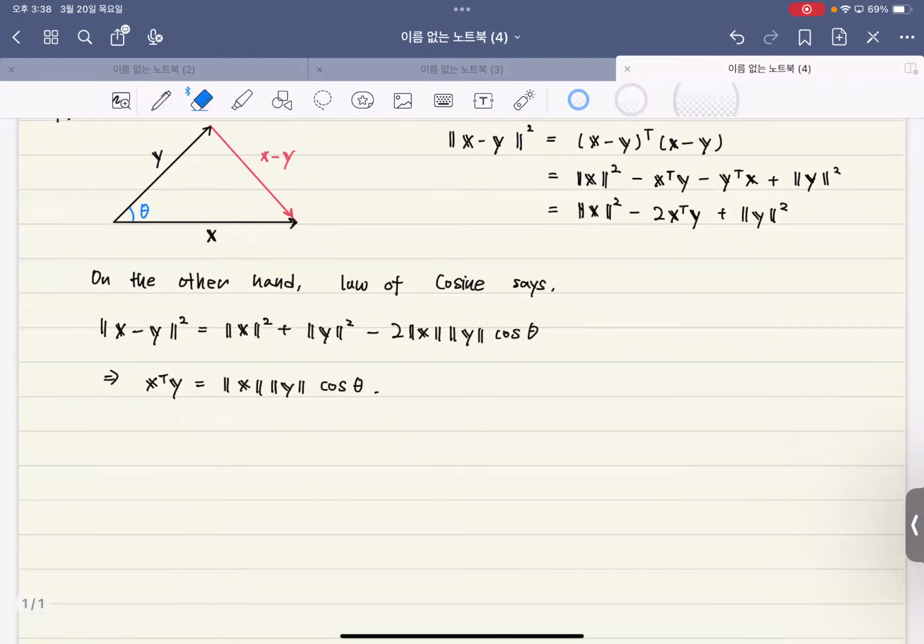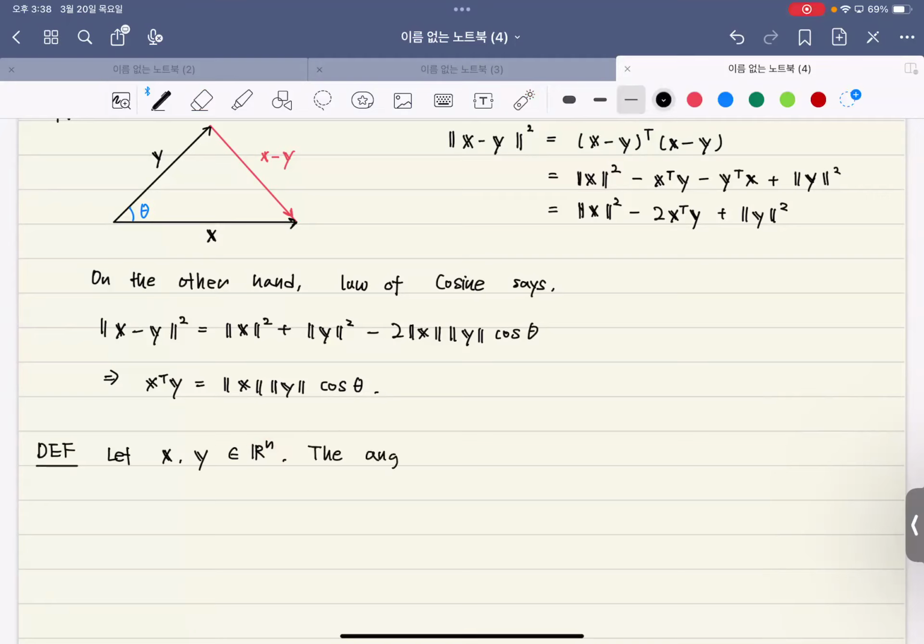Choose any 2 vectors from Rn. This time around, n may be greater than 3, so this can be 4 or 5 or whatsoever. Then the angle is defined like this. The angle theta between x and y is defined by the following formula.